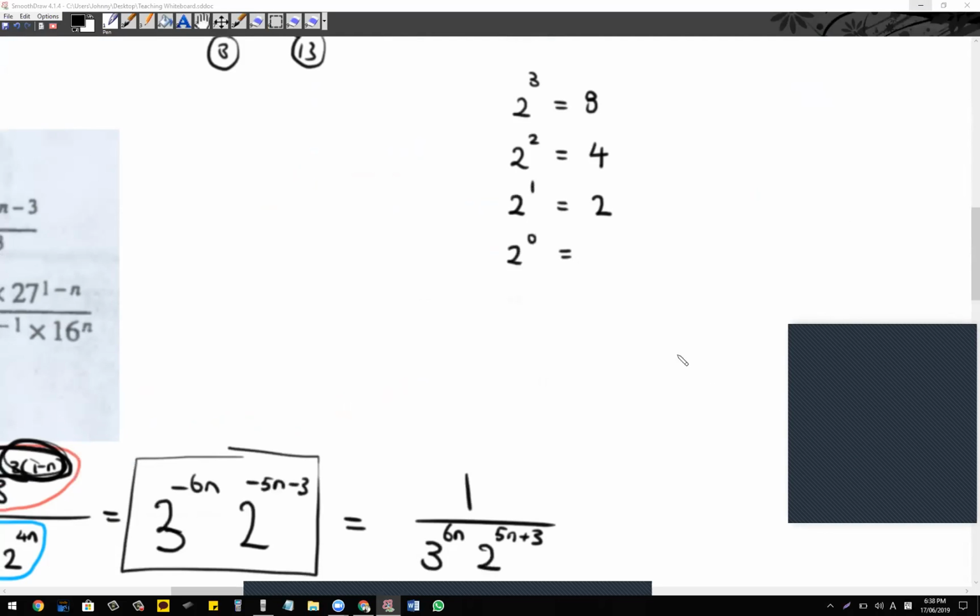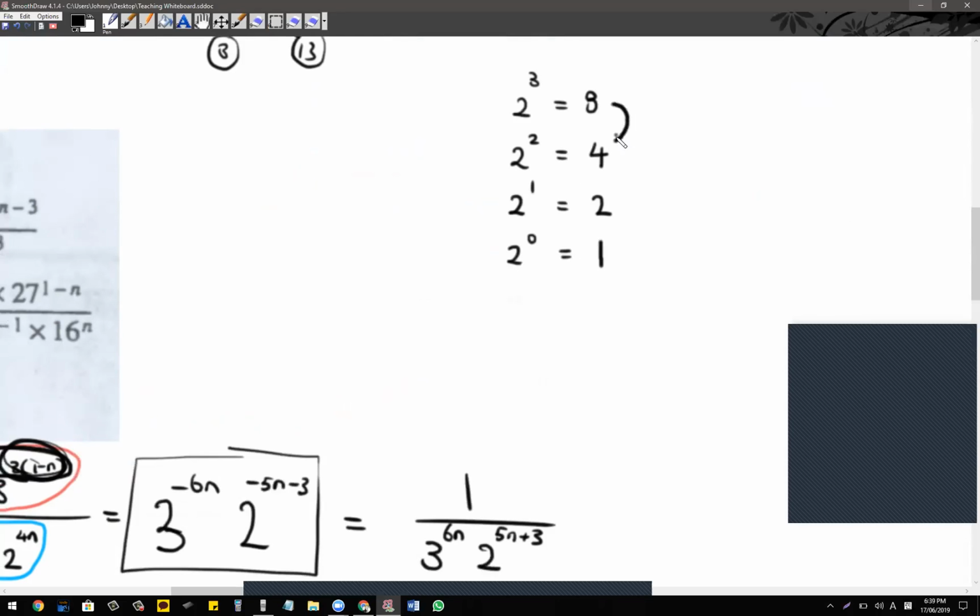Anyone? It is 1. Oh, right. Sorry, yeah, but it's 1. The reason is you're dividing it by 2, dividing it by 2, dividing it by 2, okay? So this pattern continues. If you divide 2 by 2, you get 1, right? So if this pattern continues on, what's going to be 2 to the power of negative 1?